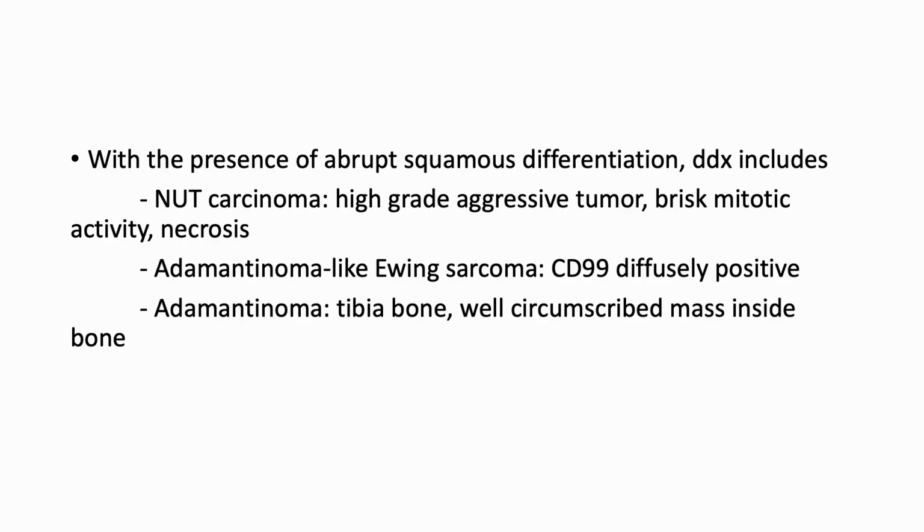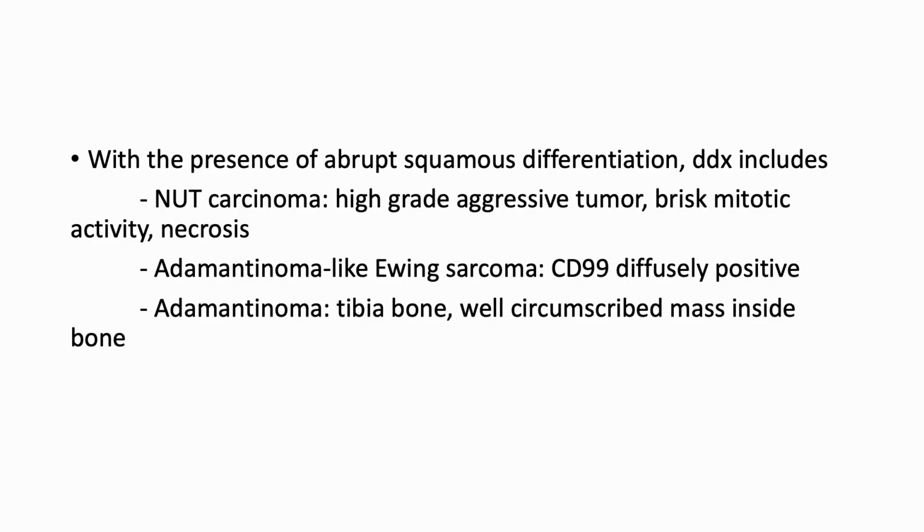NUT carcinoma is typically a high-grade aggressive tumor composed of undifferentiated monomorphic cells with brisk mitotic activity and necrosis, features not present in our case. Ewing sarcoma was ruled out when CD99 returned negative. Adamantinoma was unlikely due to tumor location, aggressive growth on imaging, and degree of atypia. So what else could this be?